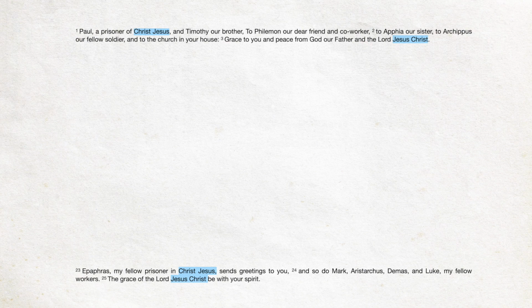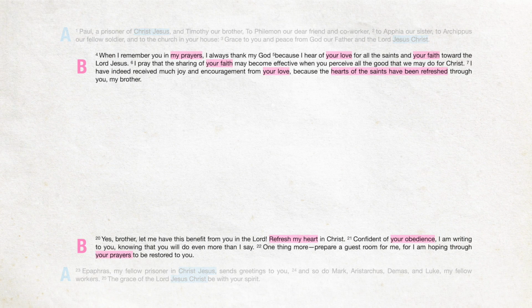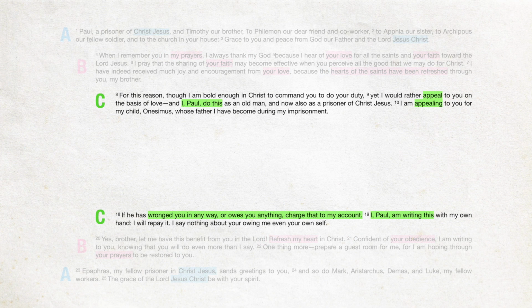So we label both these sections as A. The rest of the sections follow suit. In B, we see a connection between my prayers and your prayers having the same effect of refreshing for Paul. Next, in C, we find the prep for an appeal, then the actual appeal, as well as Paul reaffirming his authority by reminding Philemon of authorship. "I, Paul," here, and "I, Paul," here.